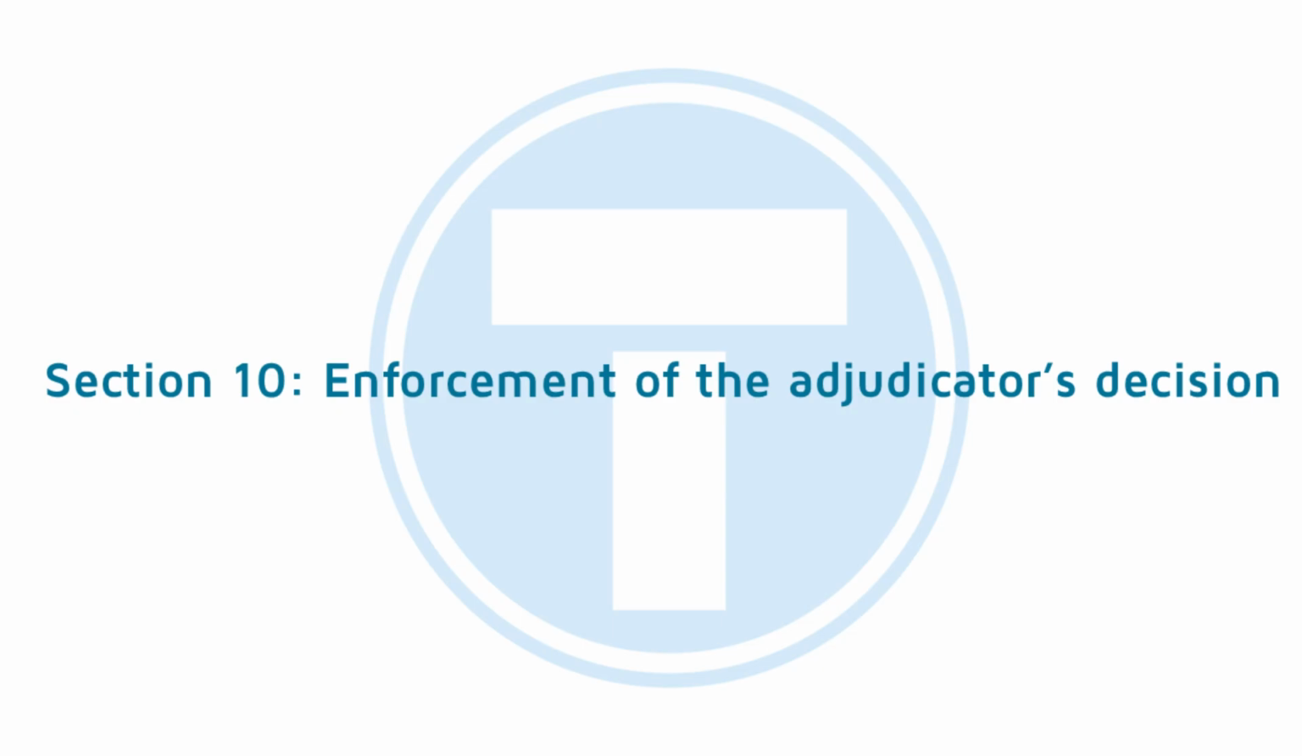Section 10. Enforcement of the adjudicator's decision. The adjudicator's decision is binding on the parties until the dispute is finally determined in court or arbitration. This means that the parties are required to comply with the adjudicator's decision.